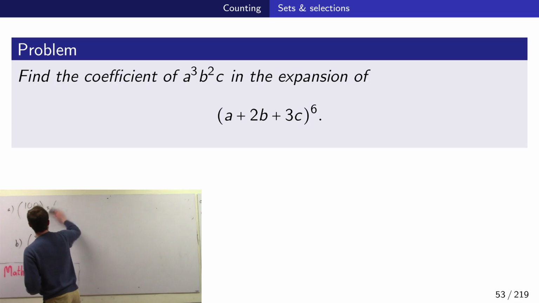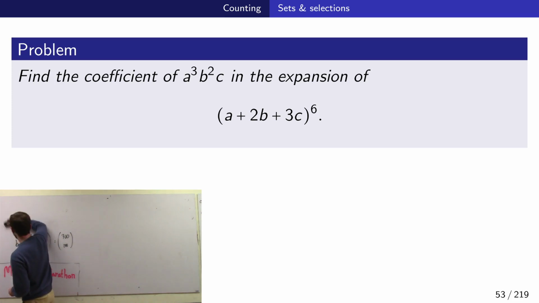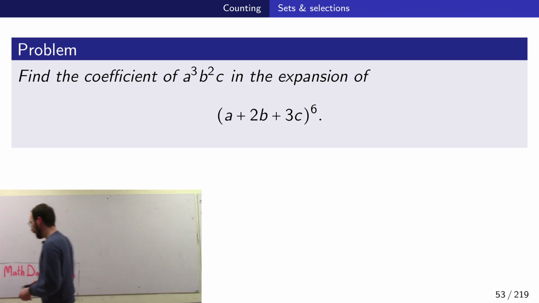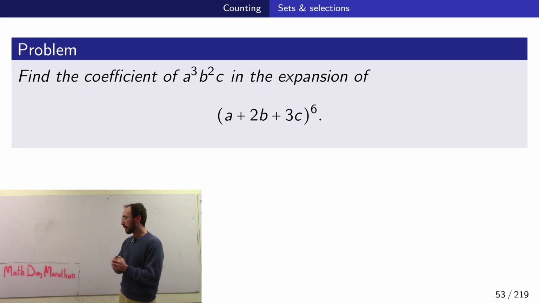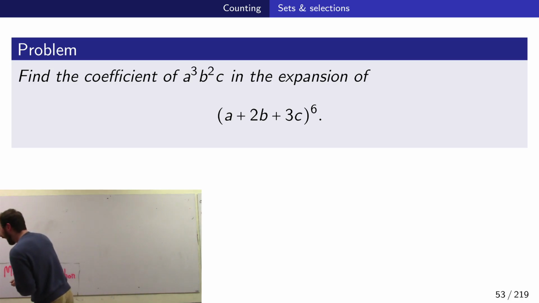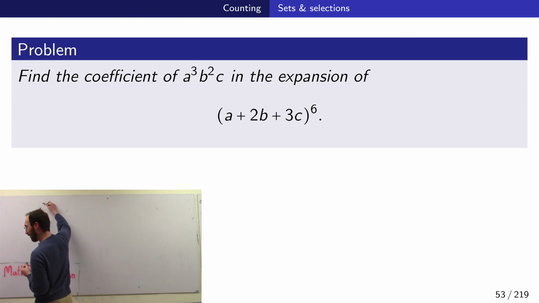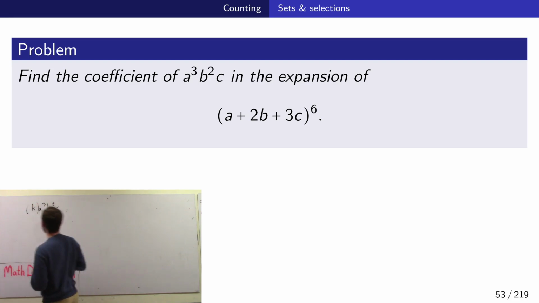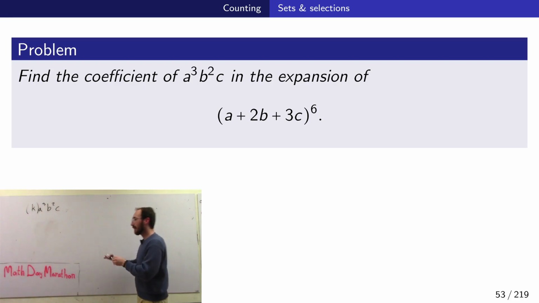Now, it's a little bit different of a flavor, but luckily we're in this section, so we're probably going to use the binomial coefficient. Now, why? So we want to find this coefficient of a cubed, b squared, and c. Some number here, I'm going to call it k. We want to figure out what that k is.